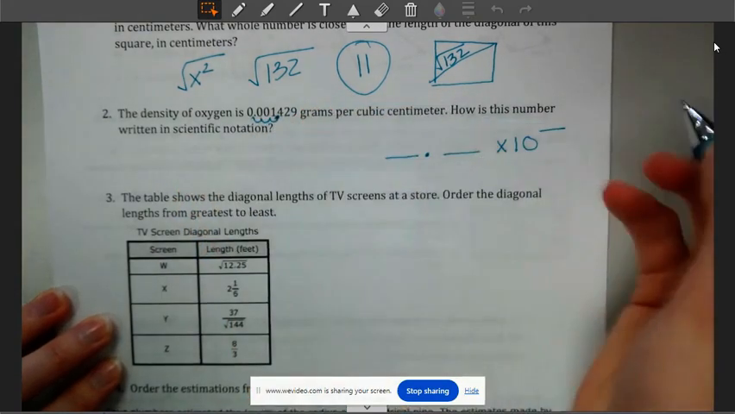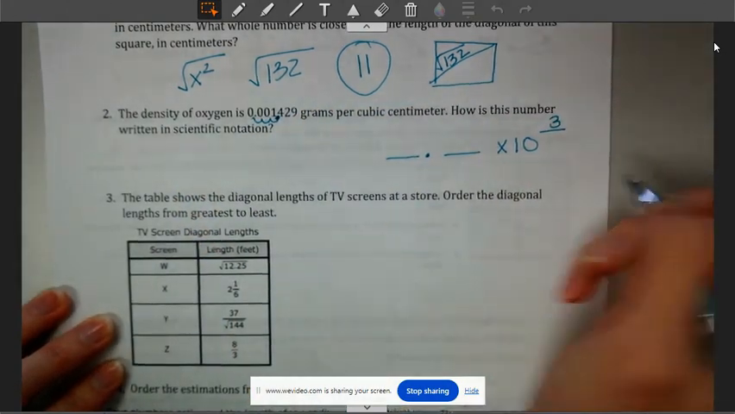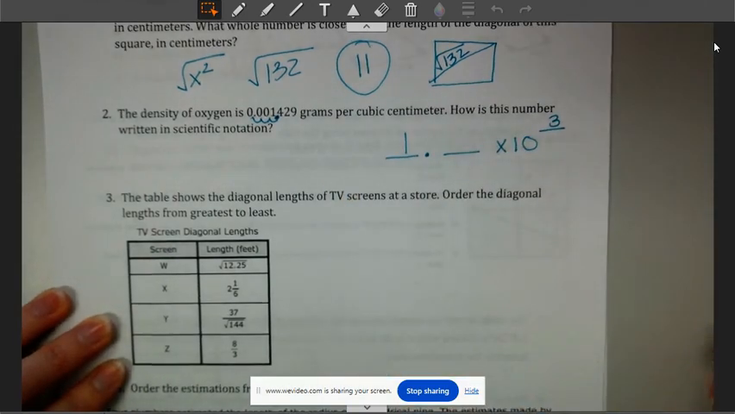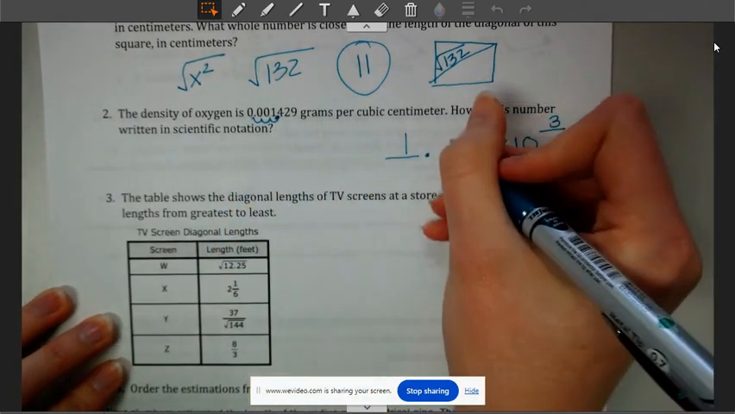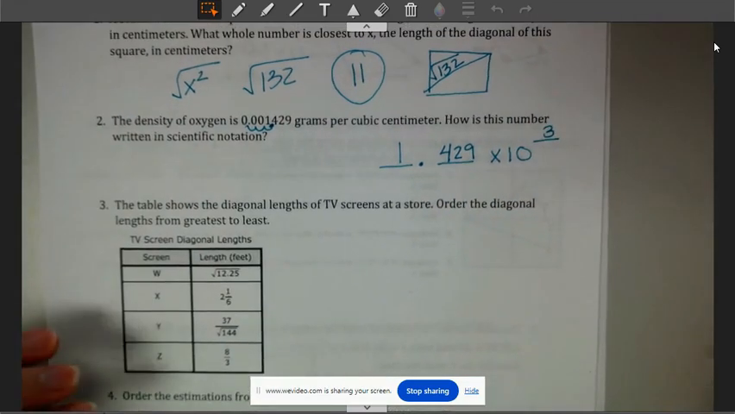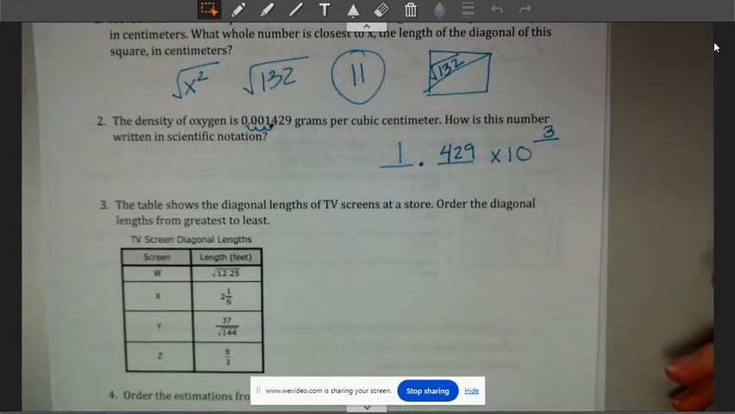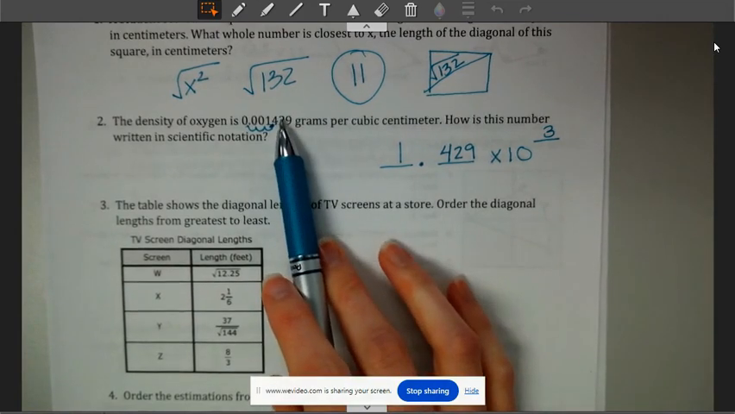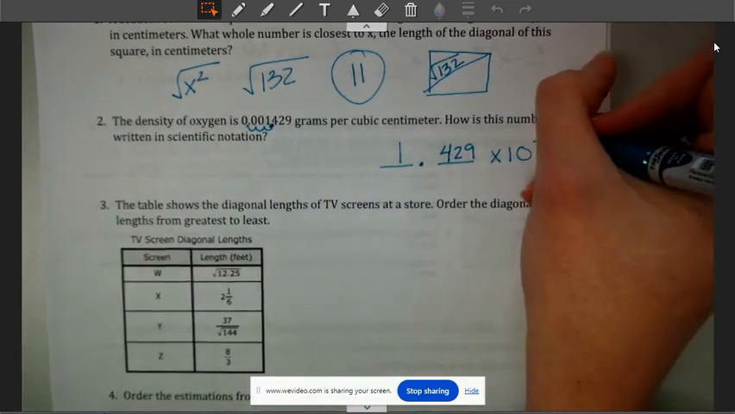1, 2, 3. So that's my exponent. We have the 3. The 1 is the number in front. And then I'm going to fill in my numbers behind. So we have 4, 2, and 9. Now the final thing I have to decide is whether my exponent is positive or negative. Well, this was originally a really small number, so our exponent is going to be negative.